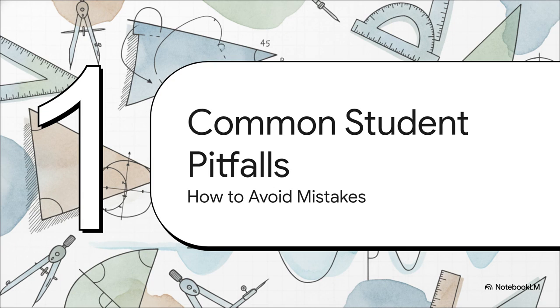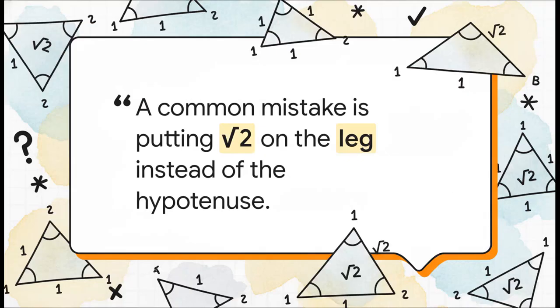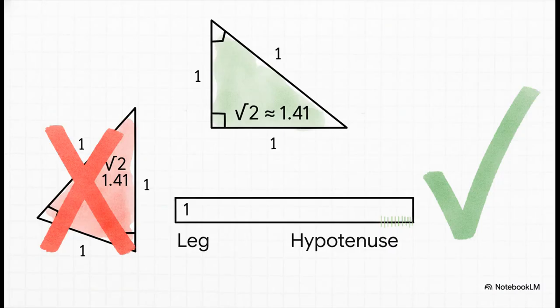All right, now before we wrap this up, let's go over a couple of super common mistakes that students make with this triangle. Seriously, knowing these can save you a ton of points on your next test. Okay, here's a classic mix-up. People remember the numbers are 1 and the square root of 2, but they get them backwards. They put them in the wrong spots. Wrong. Here's the easy way to remember.